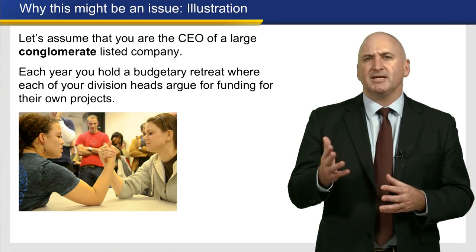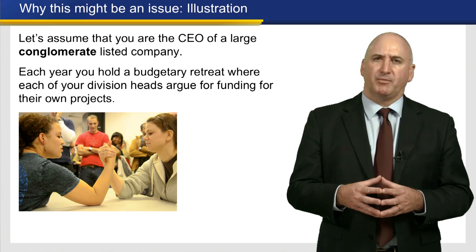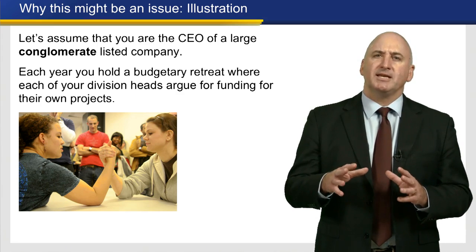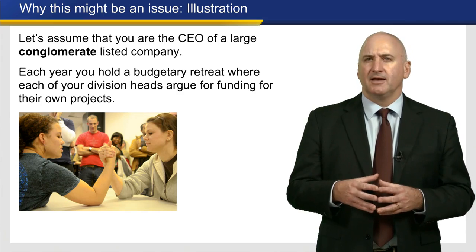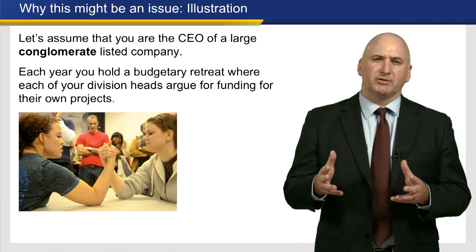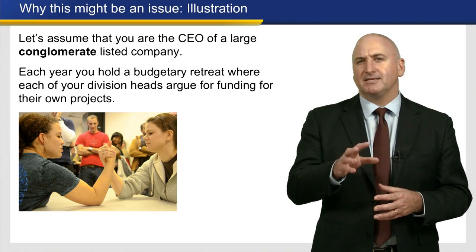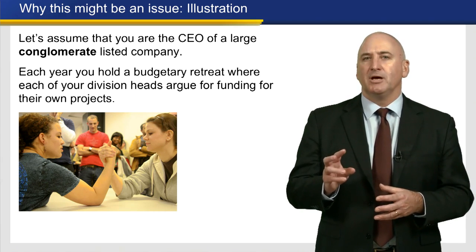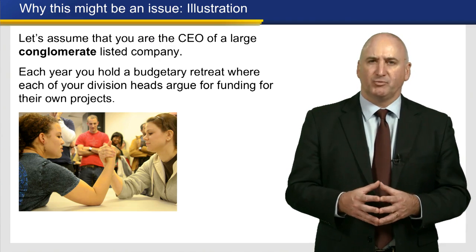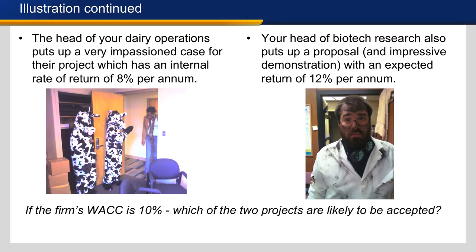Let's assume that you are the CEO of a large conglomerate listed company. That is, a company that operates in many different industrial segments. Each year, your company holds a budgetary retreat, generally somewhere nice with access to good beaches and fine restaurants. And it's at this meeting where each of the heads of division will arm wrestle for funding for their individual projects. So, your head of dairy operations puts together, let's call it, an interesting presentation with lots of role-playing and milking and such, and the final benchmark internal rate of return of their proposal is 8% per annum.